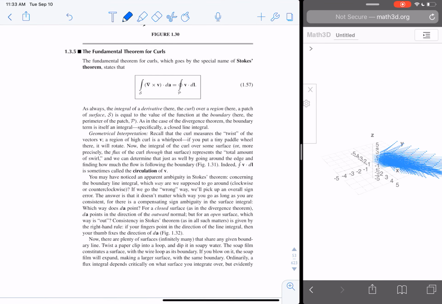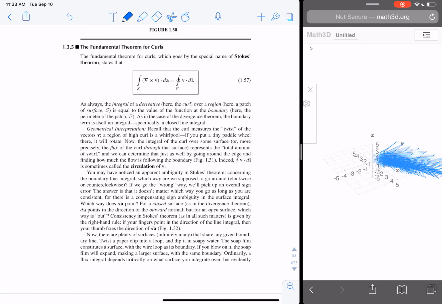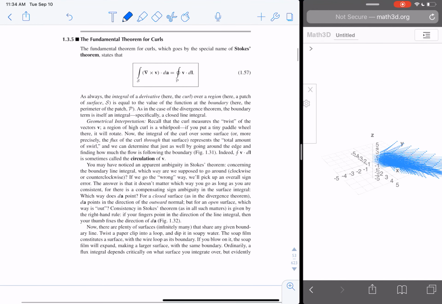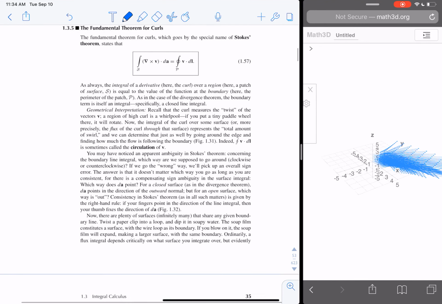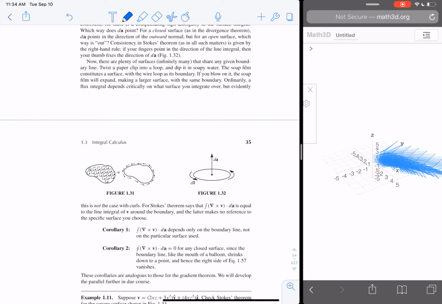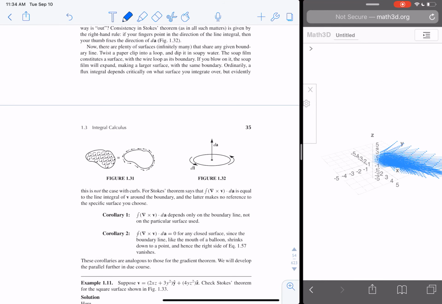And then same thing for curls. This is called the circulation. Del cross v is equal to the line integral around a surface. So the curl in a volume or around a surface is equal to the line integral around the perimeter of a patch. Okay, and that's called the circulation. So that's saying that the curl in this surface is equal to if you just integrate around a closed path around the perimeter. Okay, and that's called Stokes's theorem.